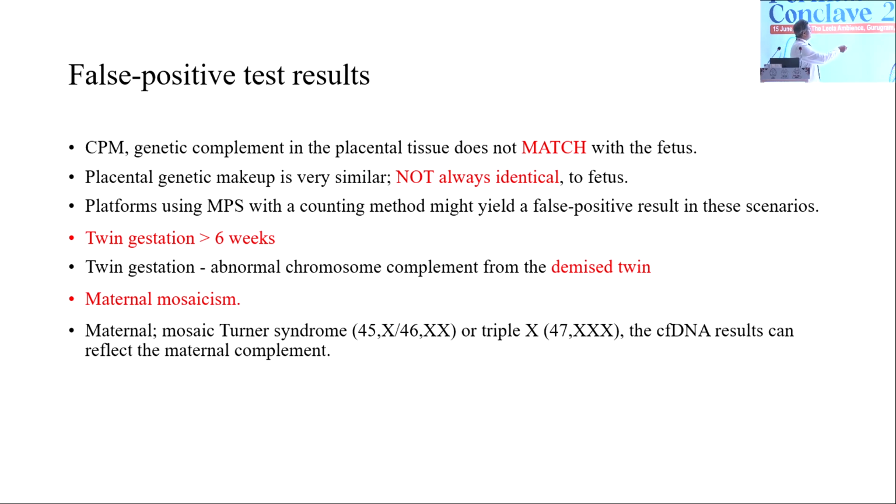So this can even lead to false positives. We know that the placental genetic makeup might not always be identical to the fetus. If we have a demise fetus, we need to wait for 6 more weeks before we can do this NIPT test. Then maternal mosaicism is also there. 50% of females greater than 50 years of age are going to lose one X chromosome.